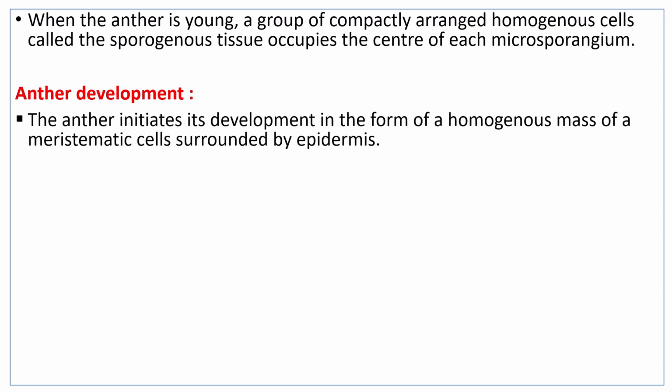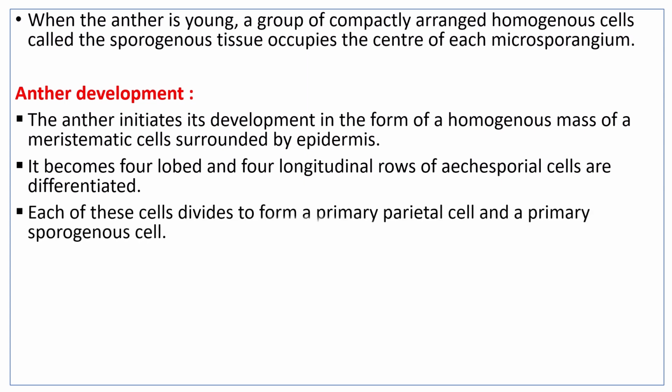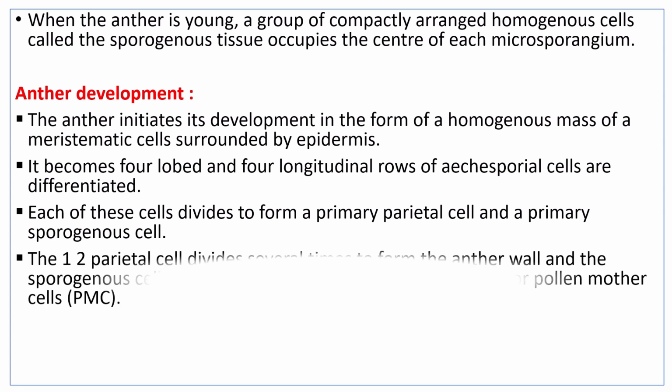The anther initiates its development in the form of a homogeneous mass of meristematic cells surrounded by epidermis. It becomes four-lobed and four longitudinal rows of archesporial cells are differentiated. Each of these cells divides to form a primary parietal cell and a primary sporogenous cell.